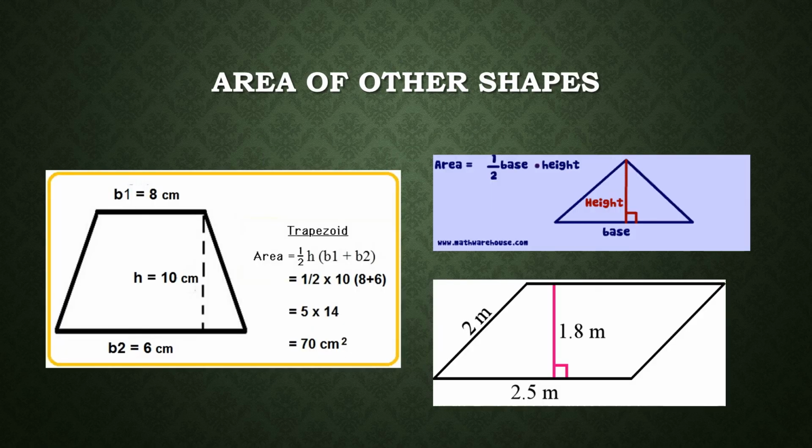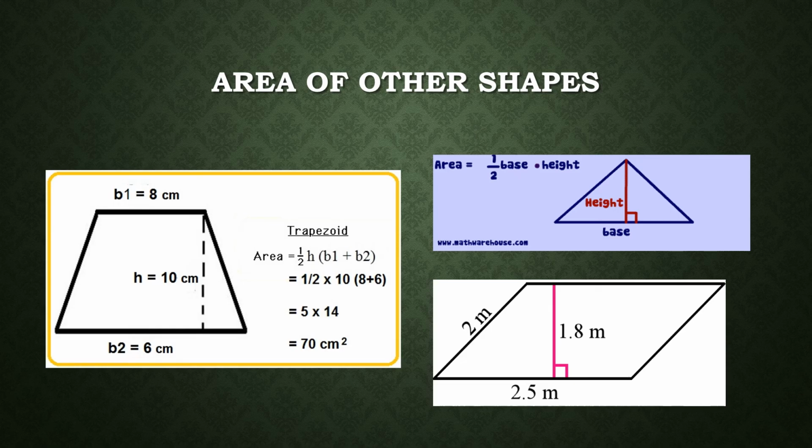So here are areas of other shapes that you will need to know and be able to teach. On the left we have the area of the trapezoid, and I did put the formula there for you so that you could be reminded. It is half times height, times the sum of base 1 and base 2. So you add base 1 and base 2 first, and then multiply. So you have 10, you have your 14, half times 10 is 5, and 5 times 14 is 70 centimeters squared. And then you have your area of the triangle, which is half times base times height.